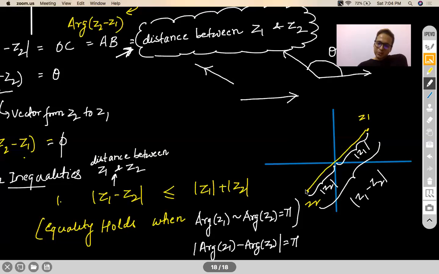No. Z2 itself has an argument which is pi apart from the argument of Z1. Z2 itself is on the opposite side of the origin. It's not about minus Z2. Minus Z2, if I take minus Z2, will come over here. That's another thing that I'll ask. I didn't get your question, Anurag. Won't it be 0 after we flip it? Where have I flipped it? Why do I need to flip it?